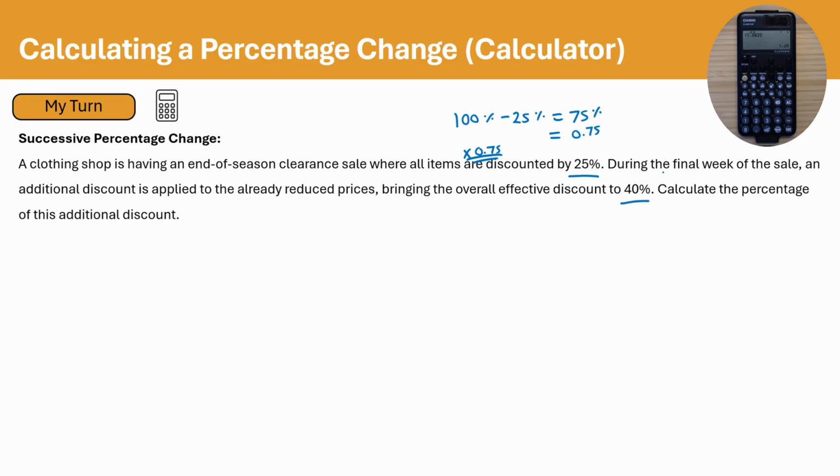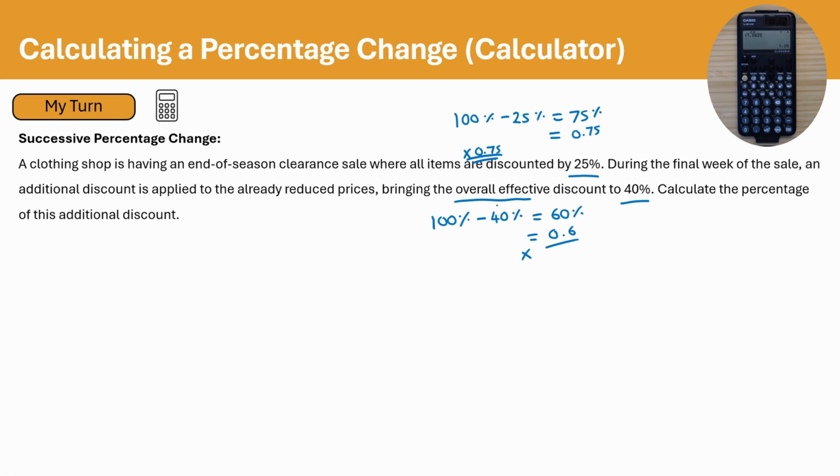During the final week of the sale, an additional discount is applied to the already reduced items. Now, it doesn't tell us what this discount is. That's, of course, what we need to find. So I'm going to let that be equal to either X or Y or some algebra term because it's an unknown. Bringing the overall effective discount to 40%. Well, can I work out what the multiplier is for the overall discount of 40%? Well, yes, I can. I've taken my 100%. Overall, I've lost 40%, which is equal to 60%, which is equal to a 0.6 multiplier. So that's my overall multiplier.